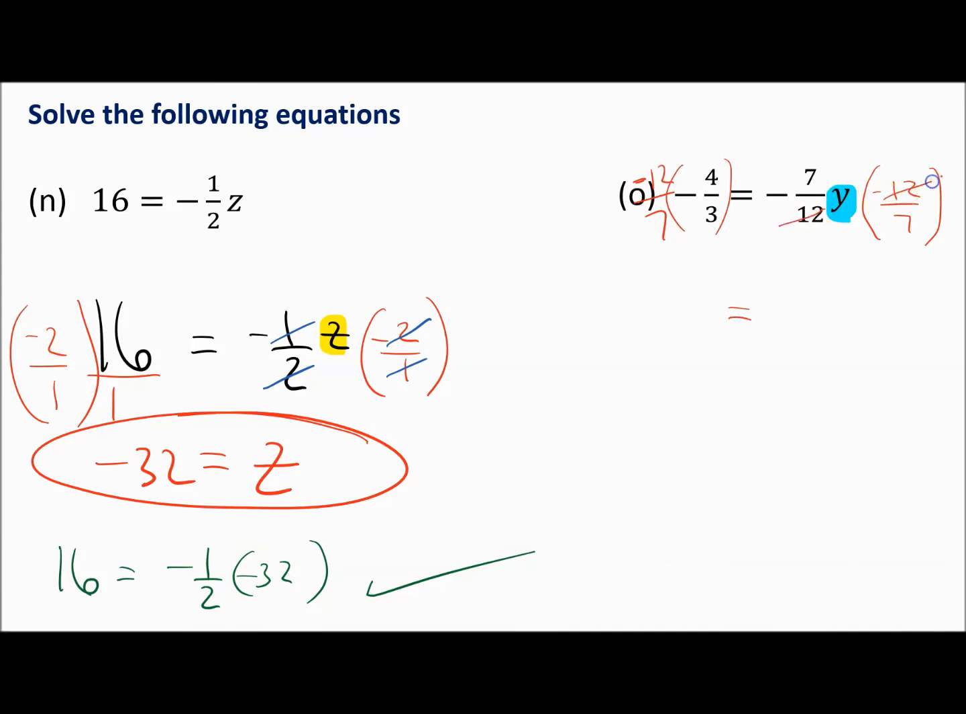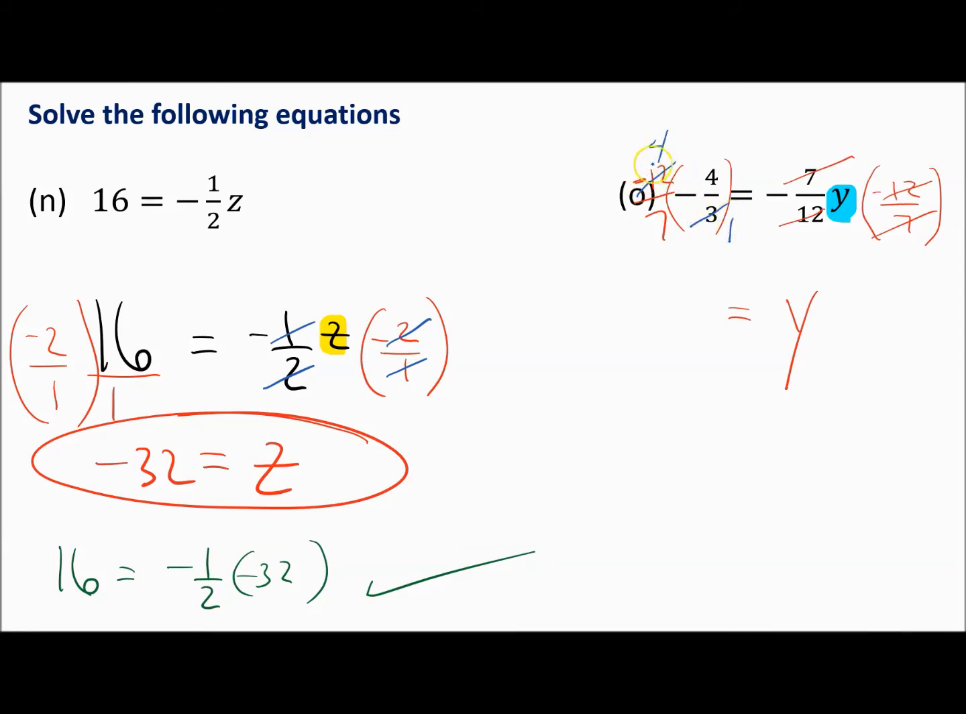Now let's look at the right, just to make sure we're doing this right. This 12 and this 12 cancel. This 7 and this 7 cancel. This negative times this negative is a positive. So all I'm left with is y. That's good. Now on the other side, I can simplify. I know it's hard to see, but 3 goes into 12. So 3 goes into 3 once, 3 goes into 12 4 times.